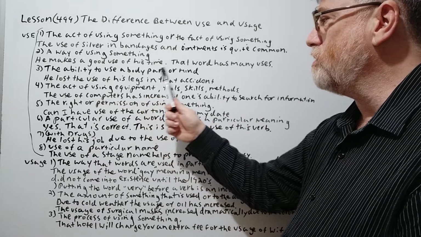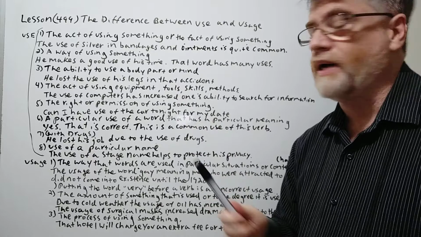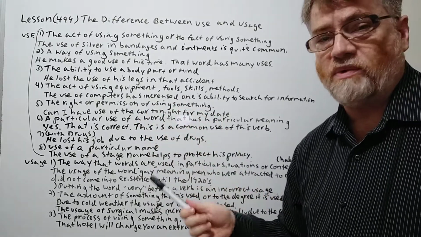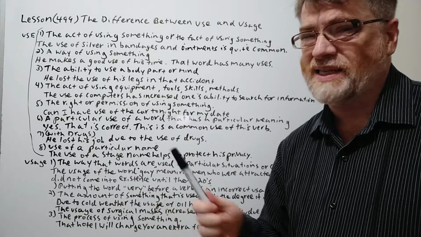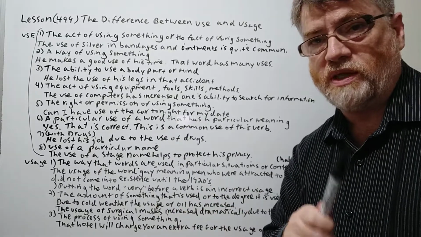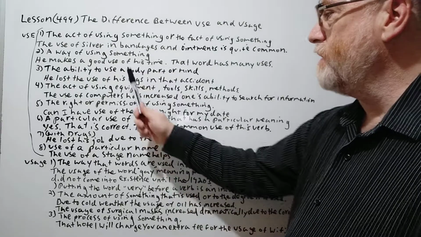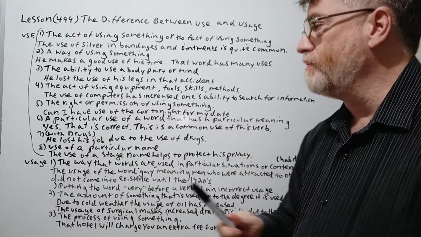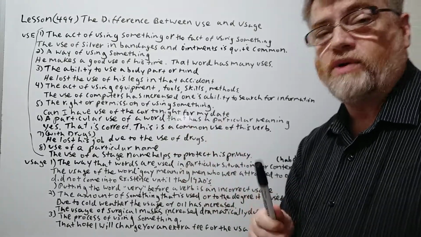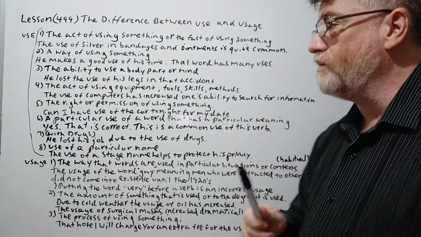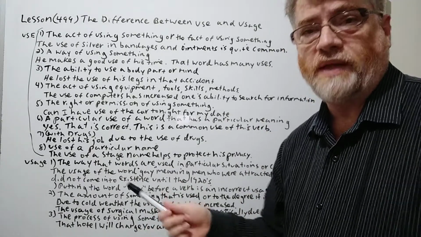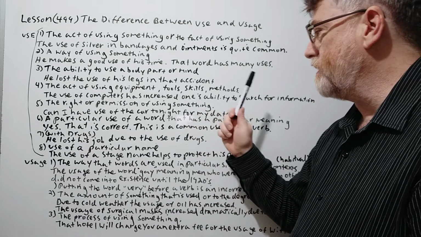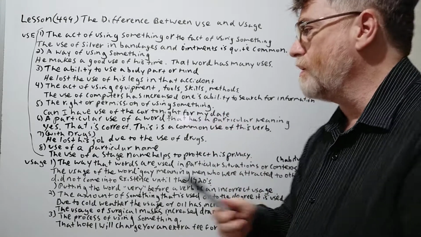The ability to use a body part or mind. Yeah. He lost the use of his legs in that accident. Yeah, we wouldn't say he lost the usage of his legs. That would sound awkward. So use would be the correct one here. Number 4, the act of using equipment, tools, skills, or methods. Okay, good. So the use of computers has increased one's ability to search for information. Yes. So again, with equipment, tools, and methods, we would use use.